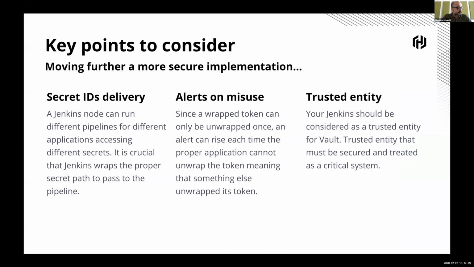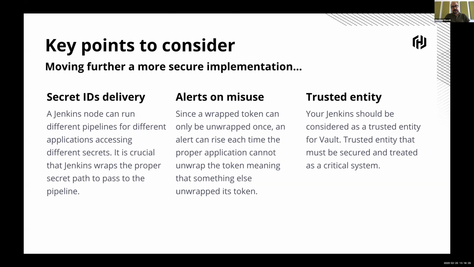So, to make things a little bit more secure, I'd like to point out some considerations here, at least three topics that should really be taken into account while adopting this solution and using the Vault response wrapping feature, especially in production. The first one is related to the secret IDs delivery. I can expect that many Jenkins nodes can run different pipelines for different applications, accessing consequently different secrets. So you need to think on how to segregate the access to these tokens in the different pipelines.